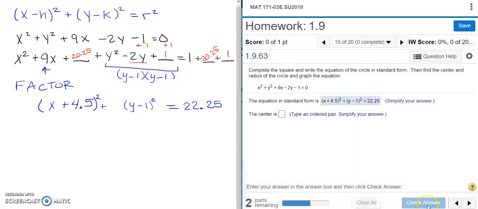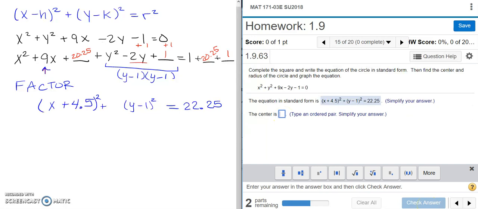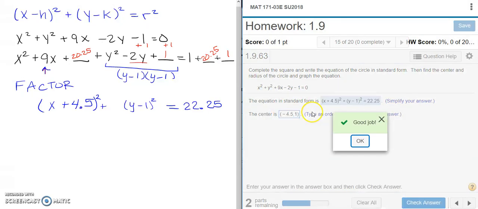Yes, okay, good. So that tells me the center is always the opposite of what's in our parentheses. The center is always the opposite. So in this case, it's negative 4.5, comma, positive 1. Because here I have a positive 4.5, so this is a negative 4.5.